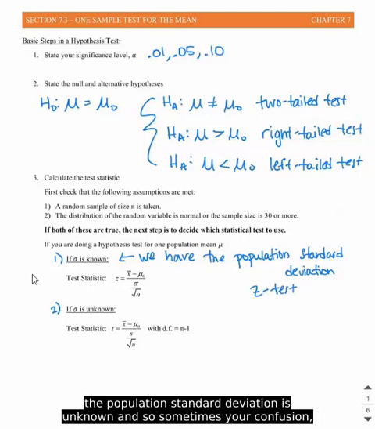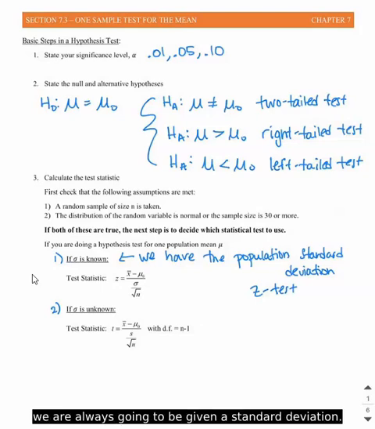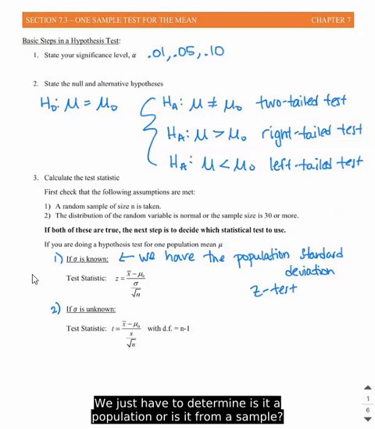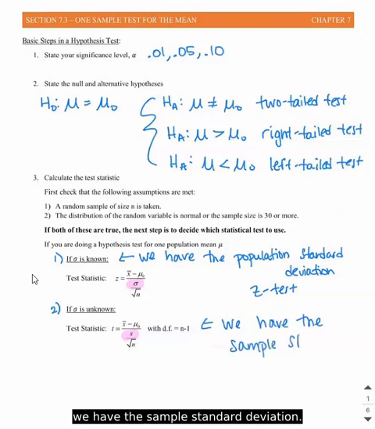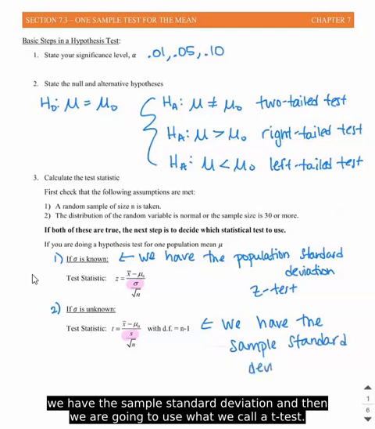If the population standard deviation is unknown, and sometimes there's confusion, we are always going to be given a standard deviation. We just have to determine, is it a population or is it from a sample? So let me highlight so you can see the difference. For the first formula, we have sigma. The second one, we have S, the sample standard deviation. So we don't have the population standard deviation, we have the sample standard deviation, and then we are going to use what we call a t-test.